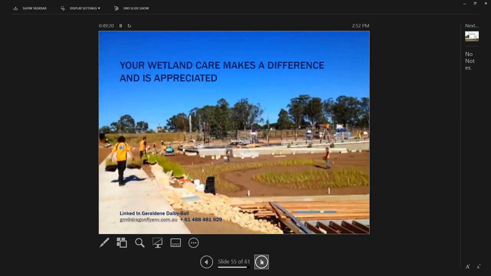And I'm going to hand back over to Swapan there for our final 10 minutes and any questions, but definitely your wetland care does make a difference. And our design, water level control, separating online and offline, correct plants in the correct places, and that ability to manage and maintain are four key elements of the design.